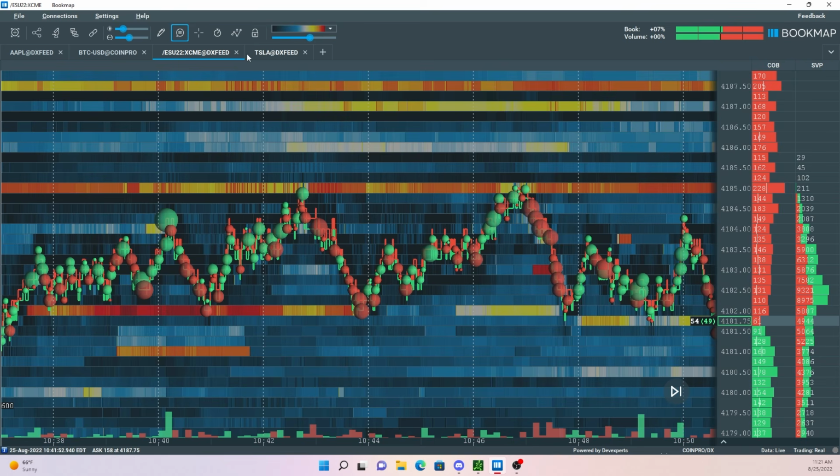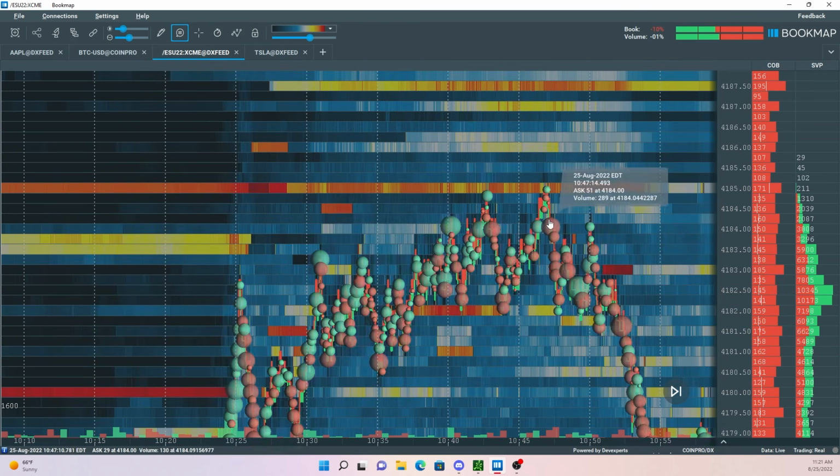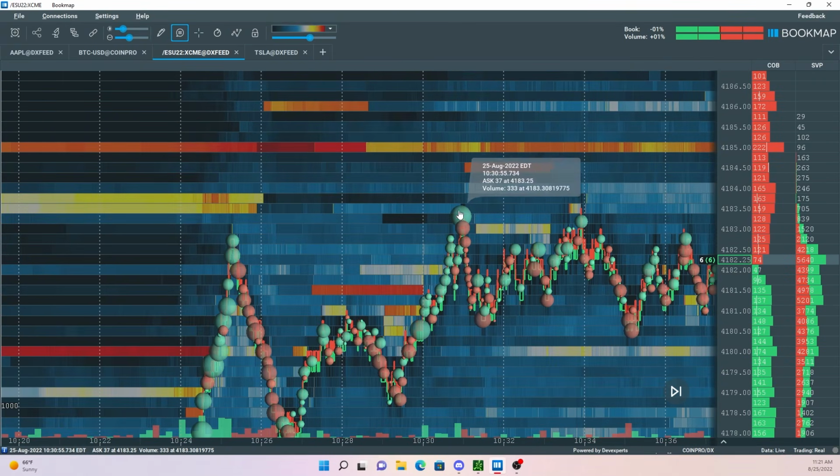So again, I only look at the futures because, as you guys know, the stocks follow their futures. The S&P 500 futures, more than likely the entire stock market is going to be following exactly what the S&P futures are doing. That's why I only look at the S&P futures on Bookmap.